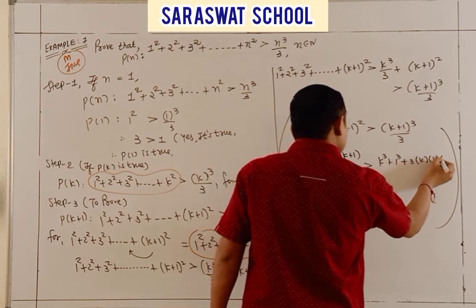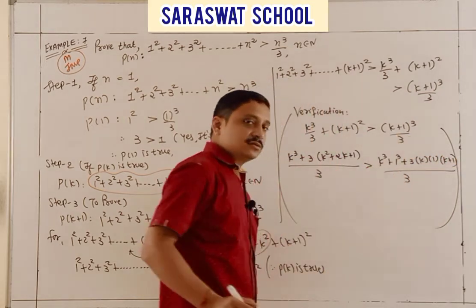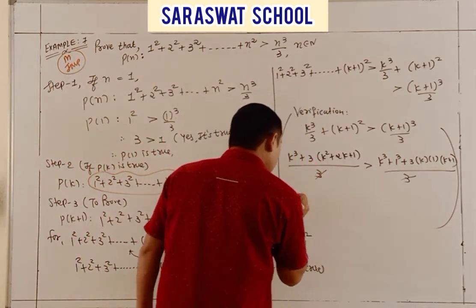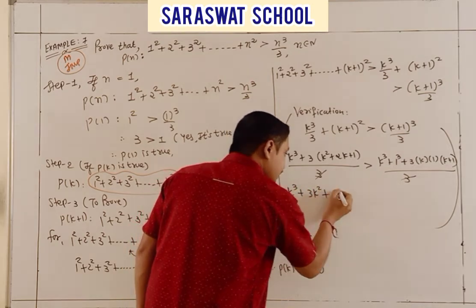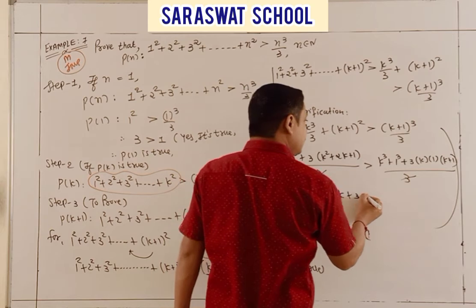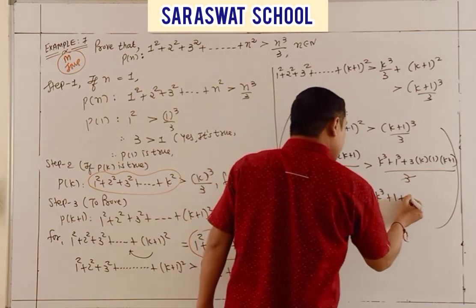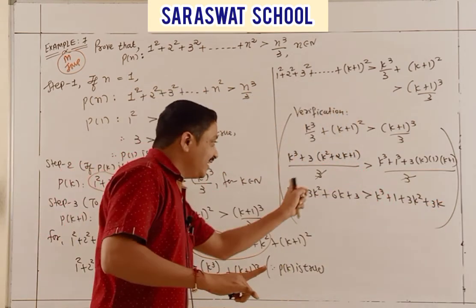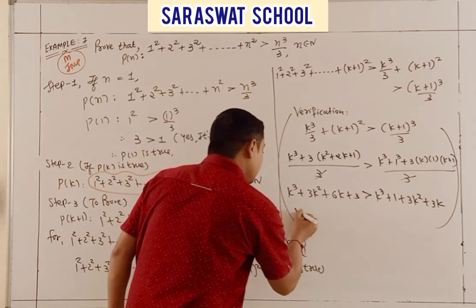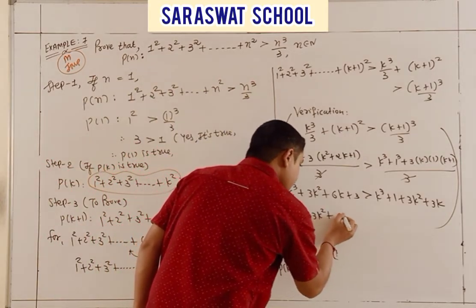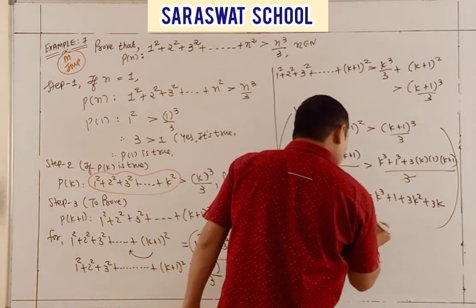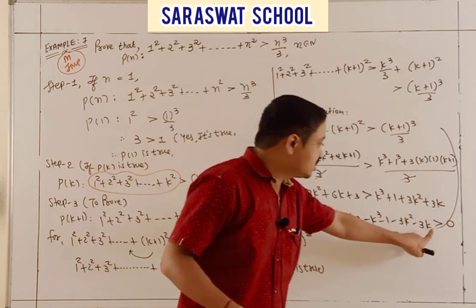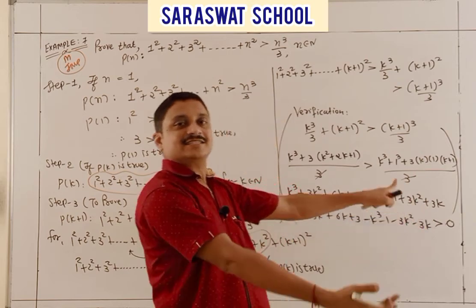3 into k into 1, k plus 1. I have written here a plus b the whole raised to 3. You know the formula. Is it gone? So k raised to 3, 3k square, 6k plus 3, and here greater than k cube plus 1, 3k square and 3k terms. Take the right side now to the left-hand side. So k cube, 3k square, 6k plus 3 minus k cube minus 1 minus 3k square minus 3k greater than 0. Students, all these values I just converted from the right side to the left side.